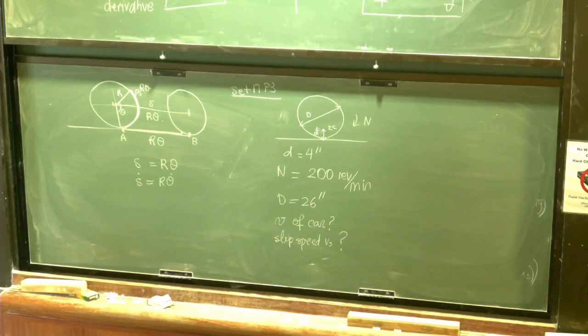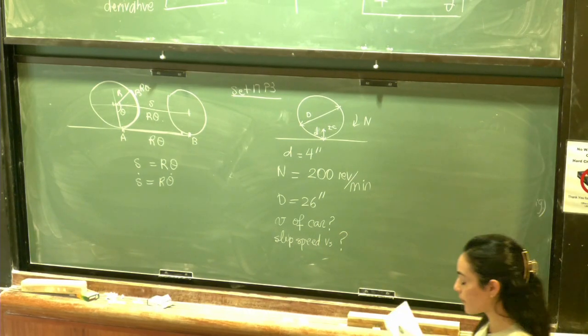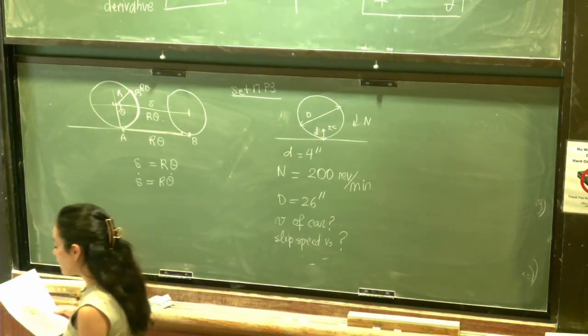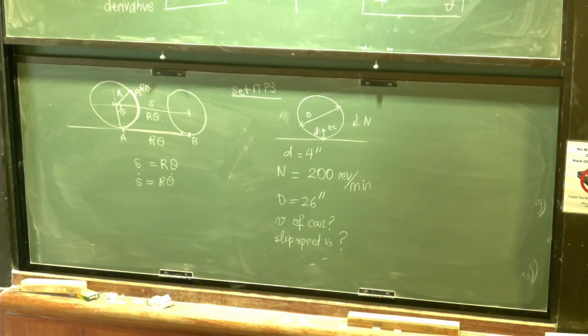Okay, so the rear driving wheel of a car has a diameter of 26 inches and an angular speed of 200 rev per minute on an icy road. If the instantaneous center of zero velocity is 4 inches above the point of contact of the tire with the road, determine the speed v of the car and the slipping speed vs of the tire on the ice. So we have this tire, we're given the location of the IC 4 inches above the ground, the diameter, the angular speed, and we need to determine the slip speed and the speed of the car. Okay, so what do we do? Ideas?